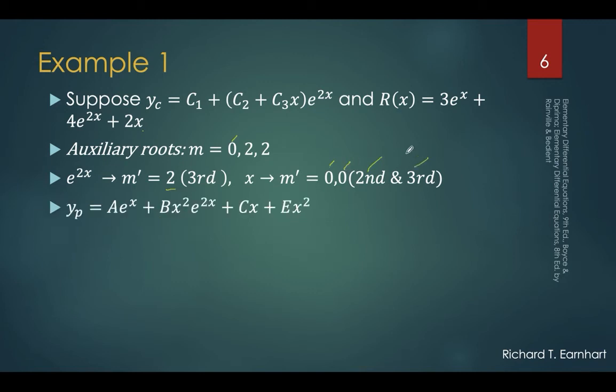So when you write down your y sub p, for e to the x, the root here is 1, so no identical root in the complementary solution. So you have e to the x, and then for e to the 2x, since this is the third root, you have to multiply by x squared. For the second root 0, you have to multiply by x. For the third root, you have to multiply by x squared. So that's how you write your y sub p for this case.